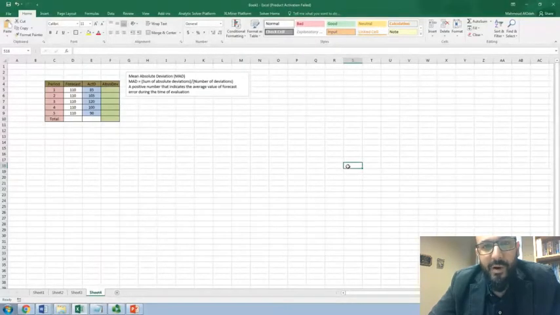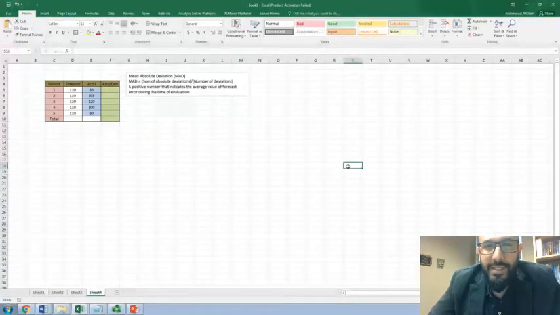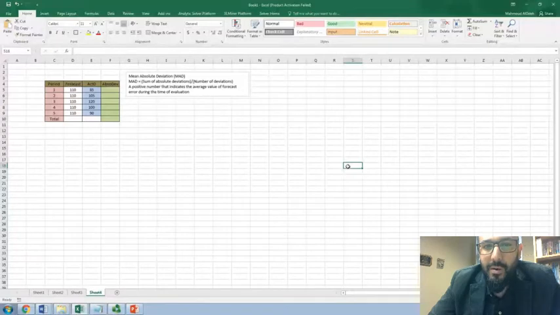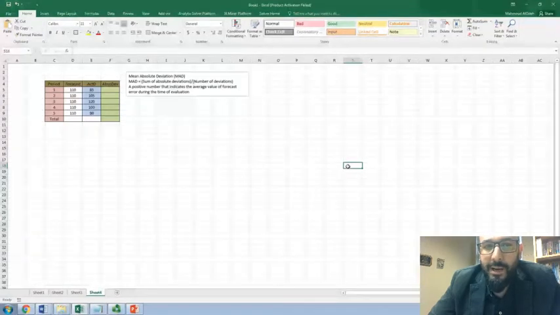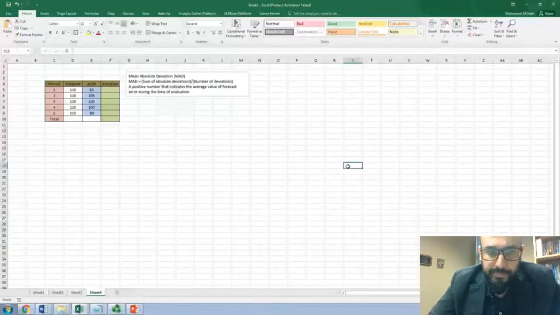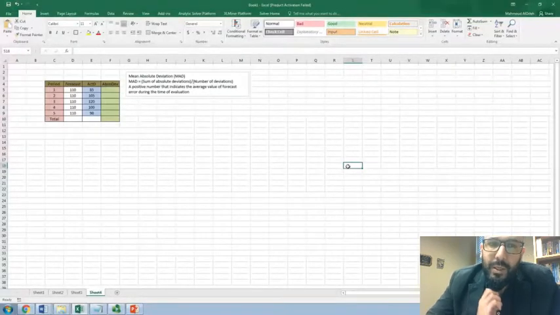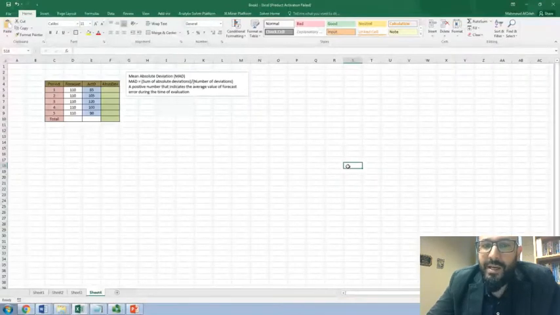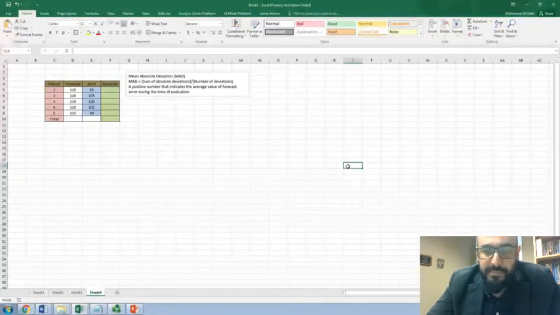One of the techniques that we use to figure out how far we are from the truth is called the mean absolute deviation, and this is basically a number that will tell you how, on average, you are away from the accurate number, the true demand. And it can be calculated by the sum of absolute deviations divided by the number of deviations.